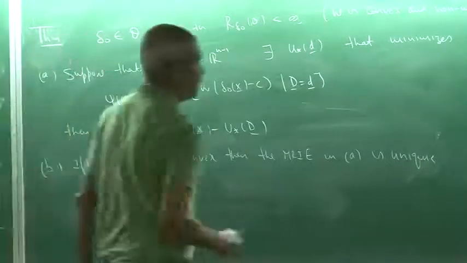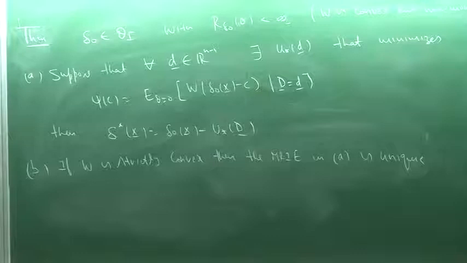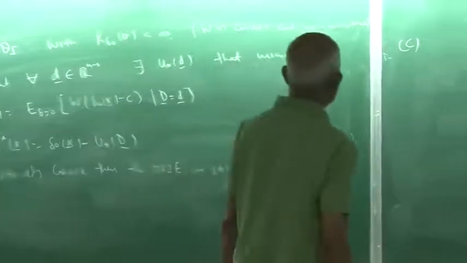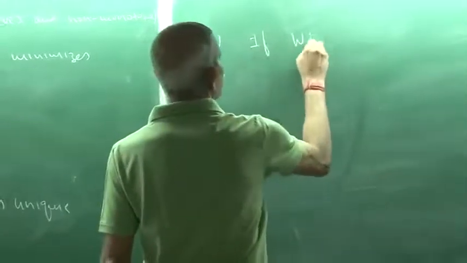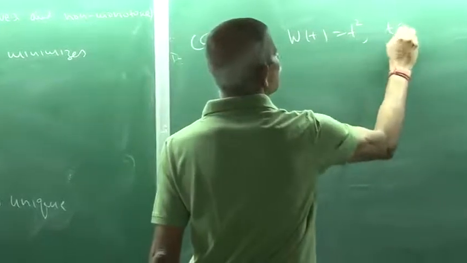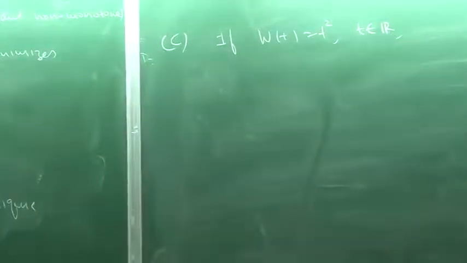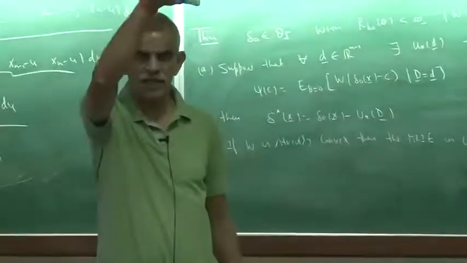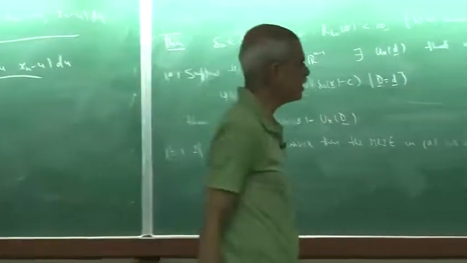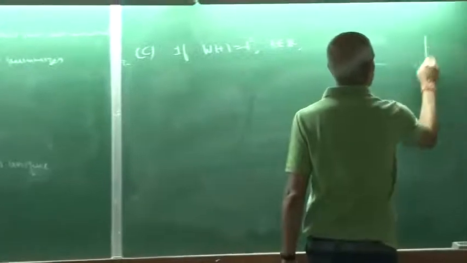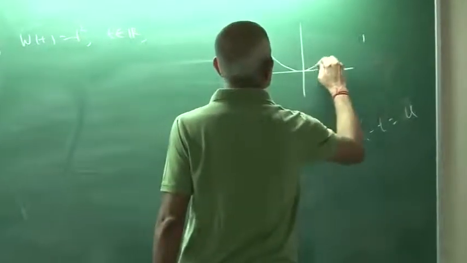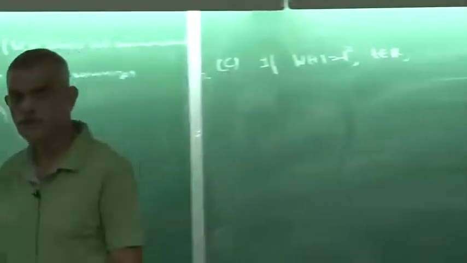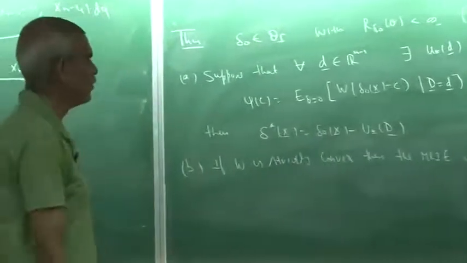Third part says I can find out what happens if W(t) is t square. That means you are dealing with a convex loss function. In fact, it is a strictly convex loss function. It is non-monotone also, because it is decreasing for t less than 0 and increases for t greater than 0. So its graph, W(t) equal to t square, is like this, which is non-monotone and convex. So the minimizer would be unique.